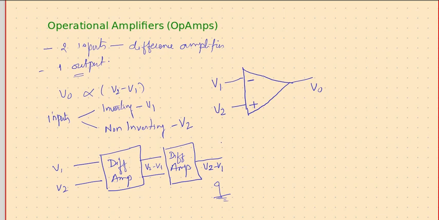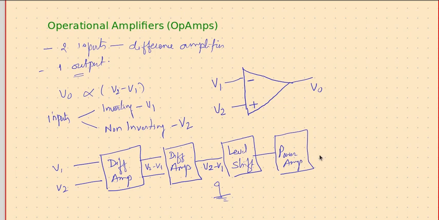And once that is done, we are not sure at what level this value will be. So we need something called level shifting. And once the level is shifted as per the requirement, then we apply that to a power amplifier, and finally the output is available.